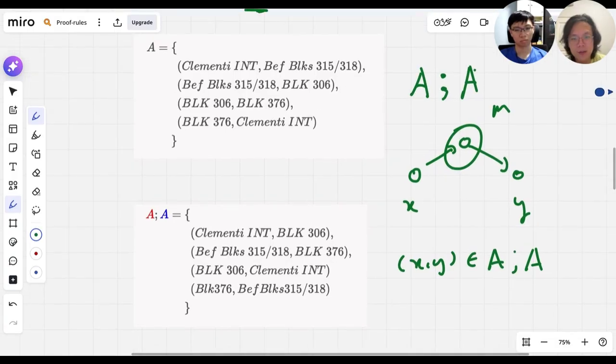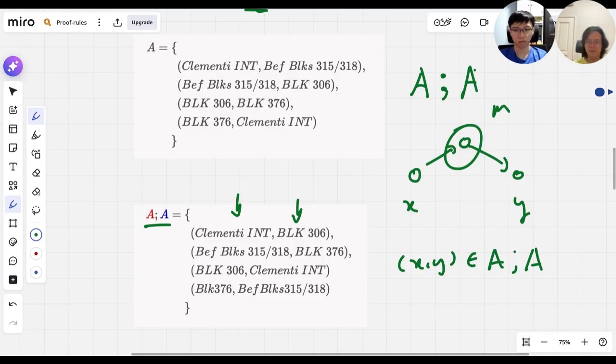Let's look at this set here, A semicolon A. From Clementi Interchange, we know that there is exactly one middle bus stop, which happens to be before blocks 315 and 318. This middleman carries the bus to the next stop, which happens to be block 306. So for that reason, in A compose A, we will say that bus stop Clementi Interchange is related to block 306. Does that kind of make sense?